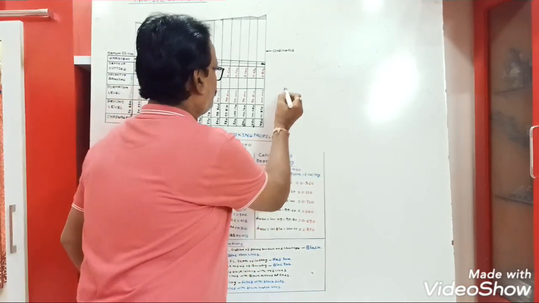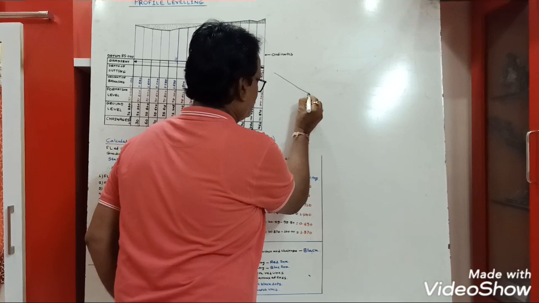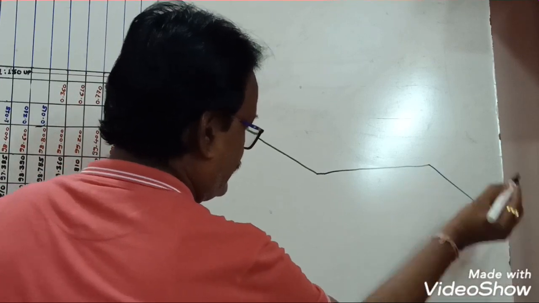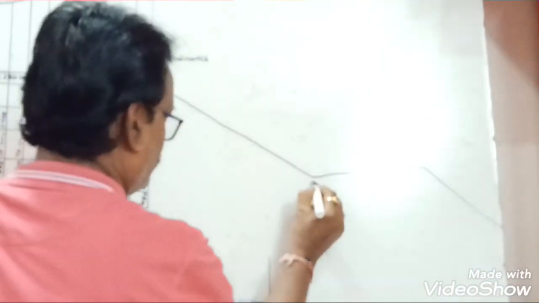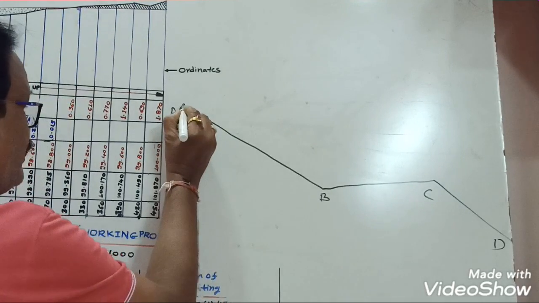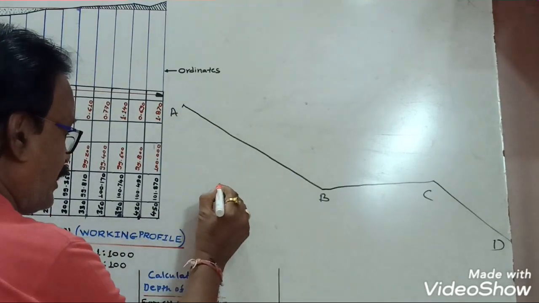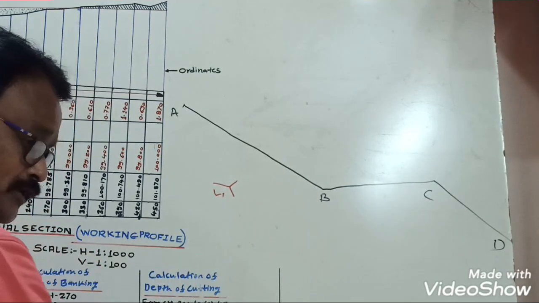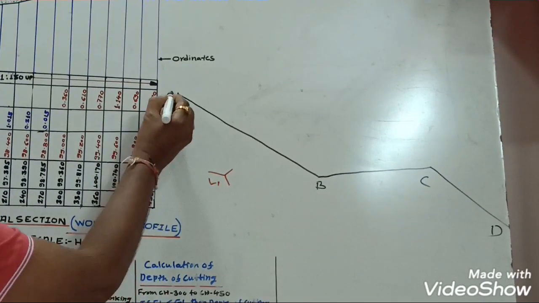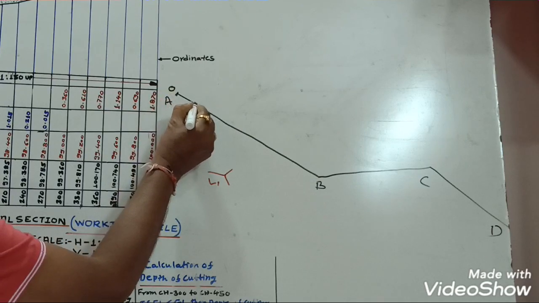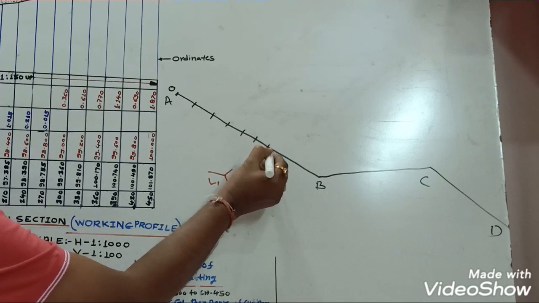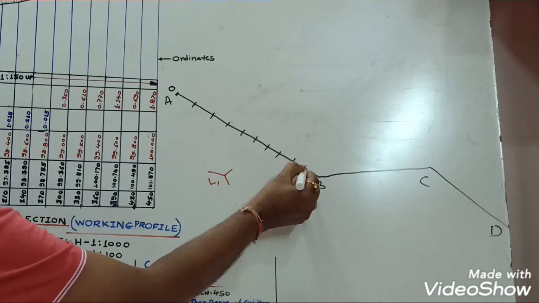Just for example, suppose it is the center line of the road, this AB, and there is this BC, and then there is this CD like this. If such a line is there, the level is set up somewhere here at a particular position, which is carried out from the benchmark, and the staff readings are taken at some regular interval of distances along this center line of road, and all these staff readings are marked in the level field book like this.